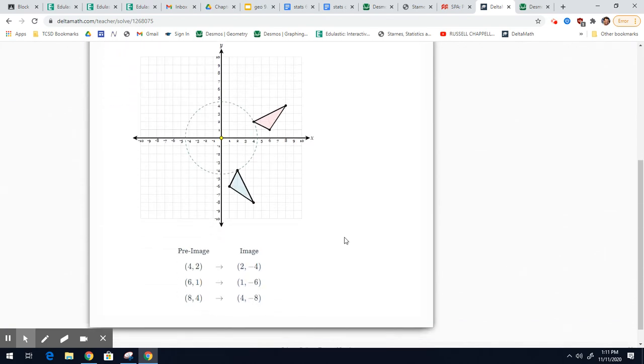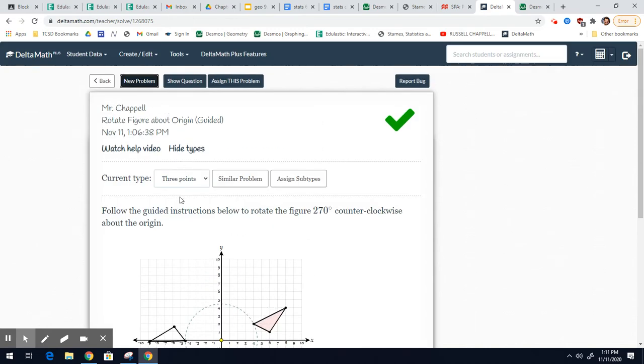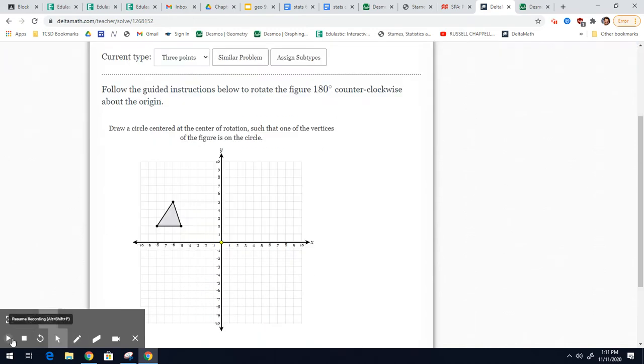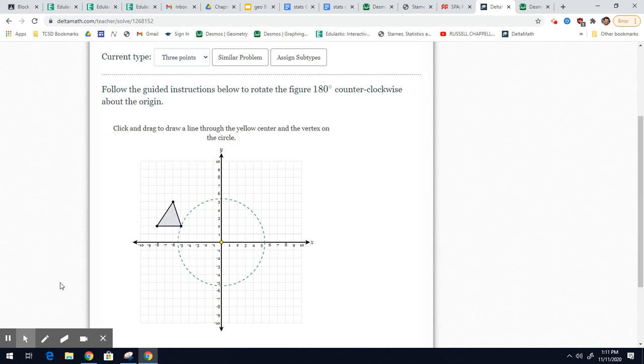Cool. Okay. All right, let's do another one of these type of problems. Let's look at this one now. It says, again, follow the guided instructions. But now we're going to do 180 counterclockwise about the origin. So again, same thing. We're going to make that circle starting with the origin out to a point on my triangle. I'll go to the closest point.